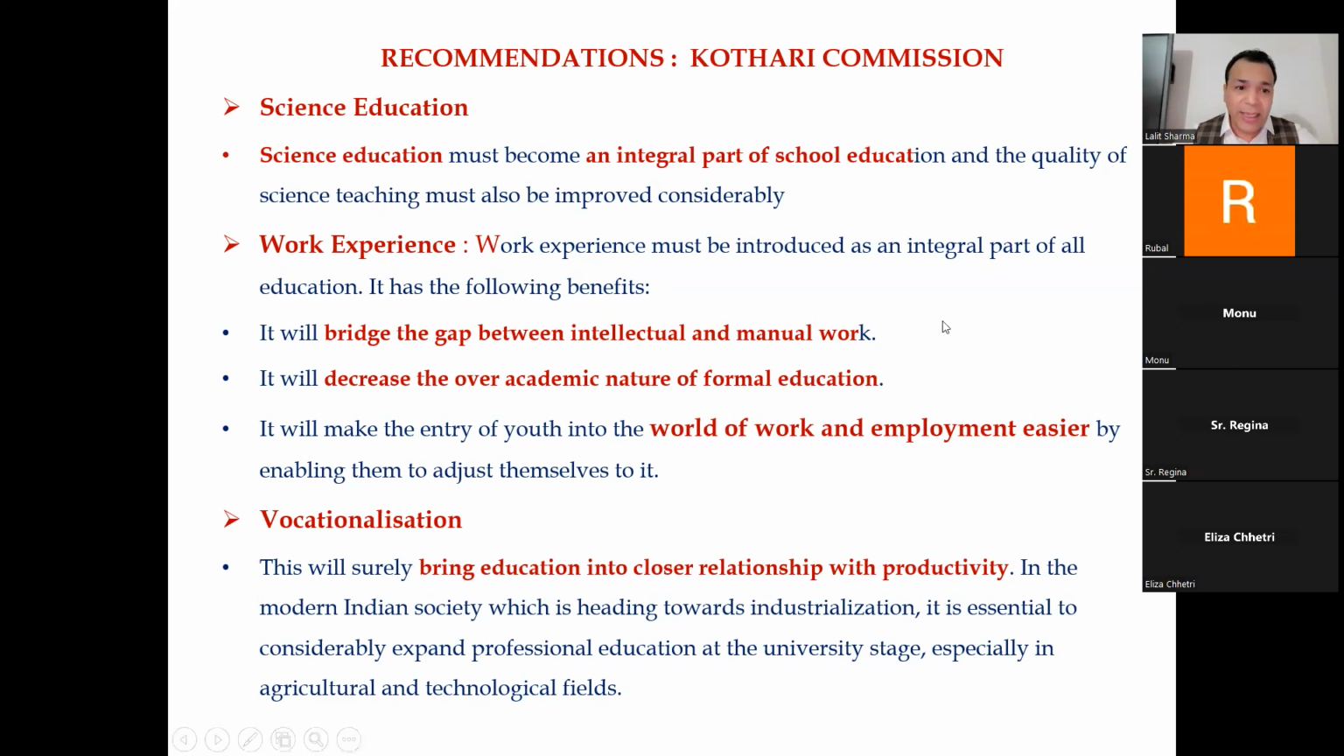Vocationalization, this is important. Vocationalization: the purpose of education, basically guys, is to earn bread and butter. It should be the purpose of education. Have you ever thought you are going to become a teacher?